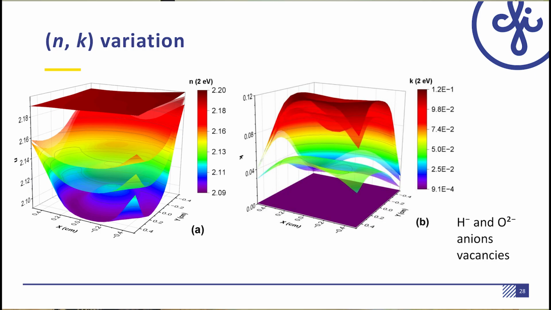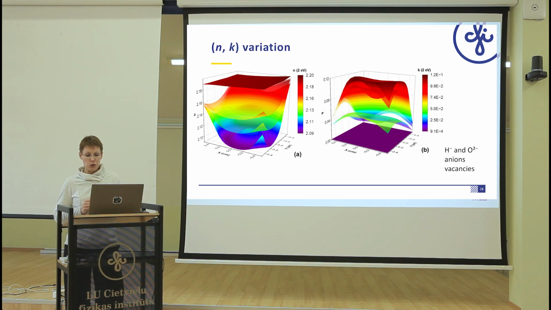These changes are likely related to the migration of hydrogen and oxygen anions and the formation of vacancies under UV light. That provides electron structure modifications. Vacancies introduce mid-gap states or a shift of the Fermi level, and these states increase free carrier absorption, contributing to higher extinction coefficient and reduced refractive index due to lower dielectric screening.